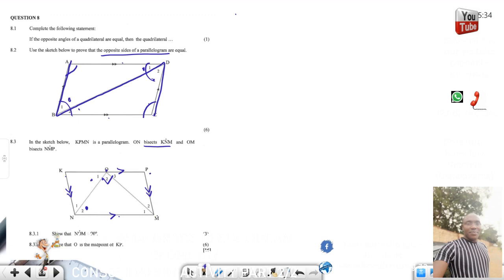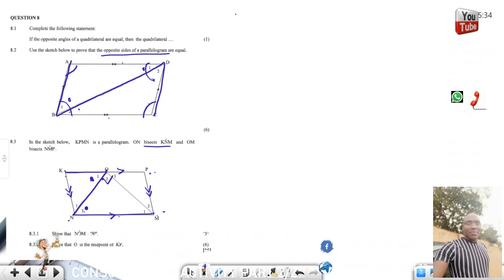If KP is parallel to NM. Okay, let's see. So can I do this? N2 is equal to O1. Let me use color code. Let's reason through first before we start writing.